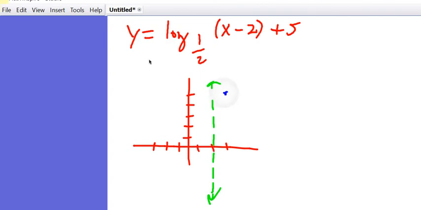Put your point. Now, this happens to be the inverse of the decay function because the base is 1/2. So instead of going like this, it would do the opposite. It would do like this. And you've got to know that. Okay? You've got to know what it's supposed to look like.